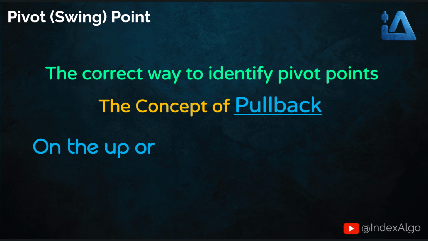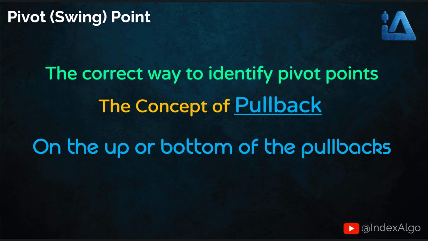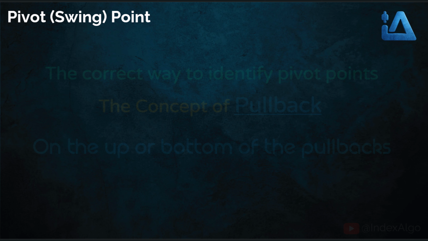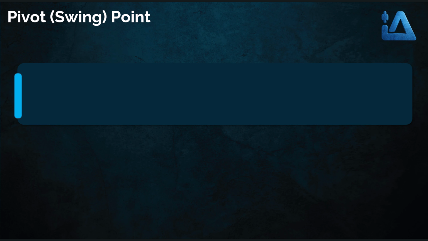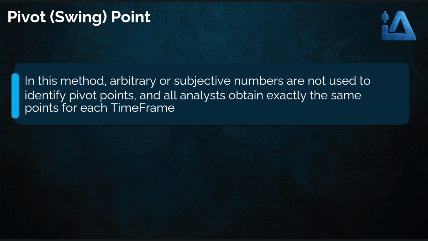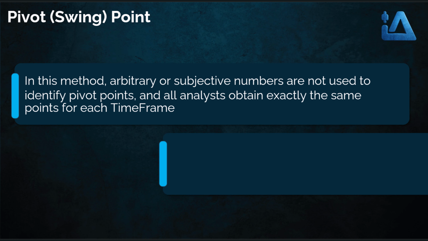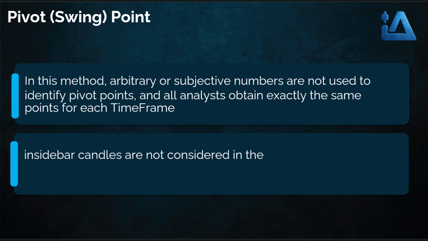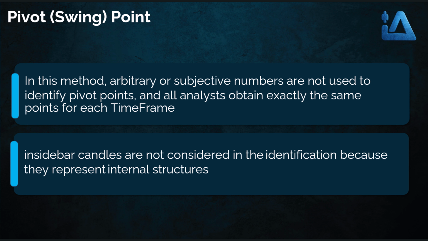To identify pivot points correctly, we have to use the concept of pullback. The only correct way to identify pivot points is by using pullbacks. There is no other way. Pivot points form exactly at the highs and lows of pullbacks. Once we use this logic, it's no longer the case that every analyst ends up seeing a different market structure. And in a given time frame, all traders see one single market structure. Also, inside bar candles, which belong to internal structures, are not taken into account in this process. So next, let's take a look at what a pullback actually is and how it forms in the market.